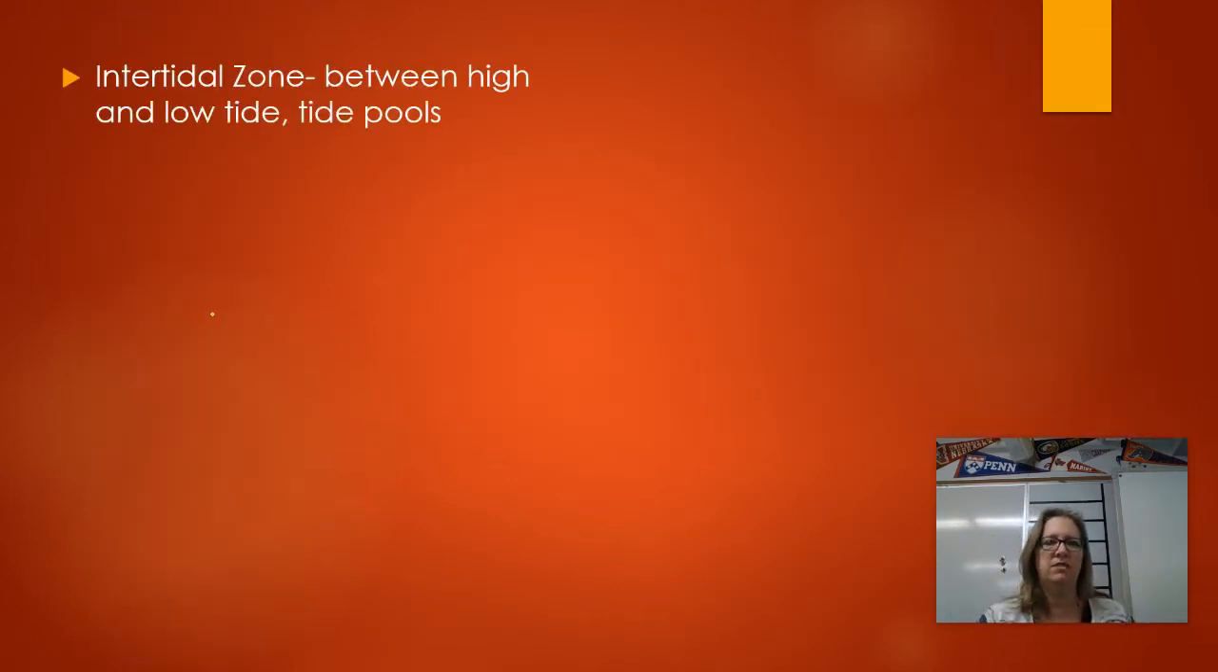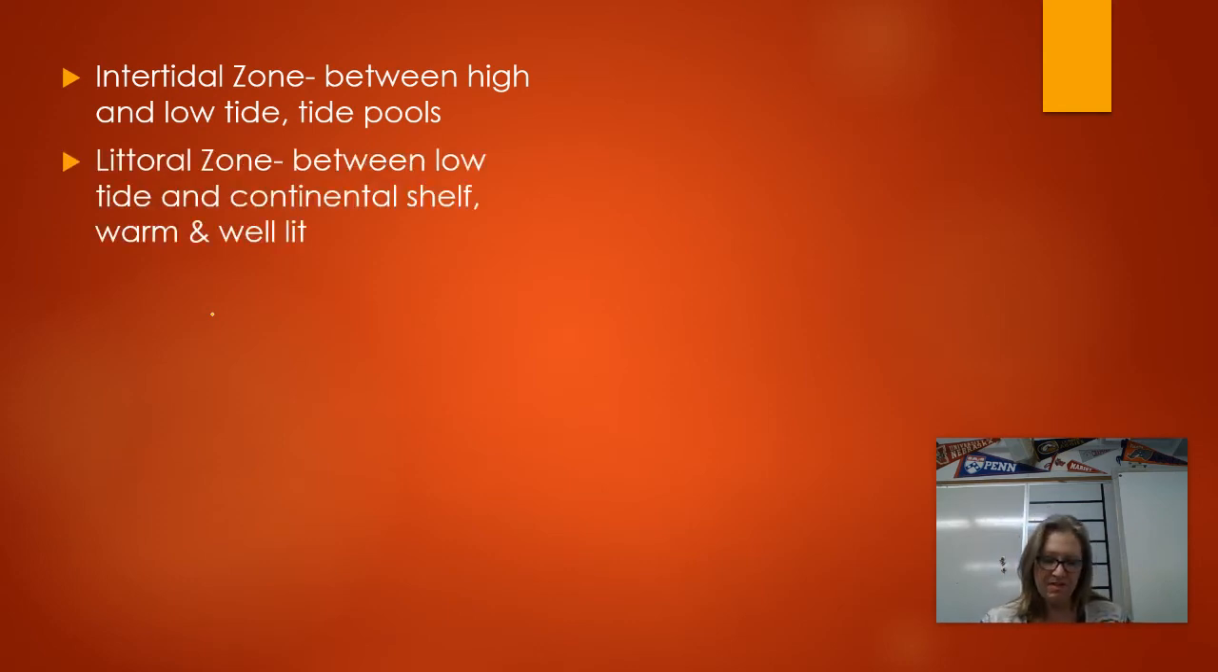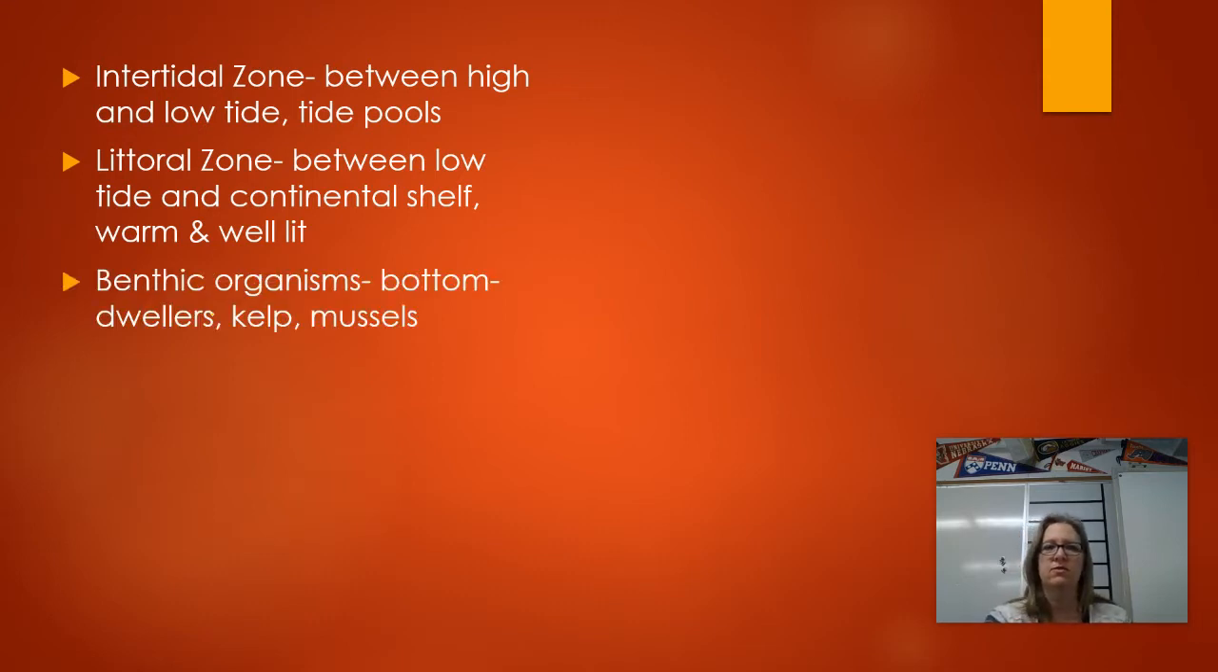Okay, so lots of definitions here. The intertidal zone, that's at the very beginning. That's the area between the high and low tide. The organisms that live there are sometimes covered with water, sometimes they're not, depending on the tide. And that's where we find tide pools. The littoral zone basically goes from the lowest tide line to the very edge of the continental shelf, so it's still somewhat shallow. The water there gets plenty of light and it's fairly warm because it's up towards the surface.